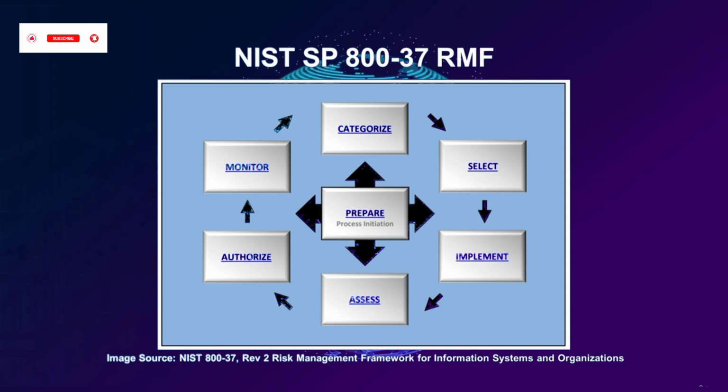Everything starts in the middle with preparation, and this is a version 2 improvement. Before it was just the 6 steps. Now they consider preparation because it's really the most important part of the whole process. I just don't understand why they never talked about it before, but now it is part of the process. So everything starts with preparation, then categorizing, selecting, implementing, assessing, authorizing and monitoring.